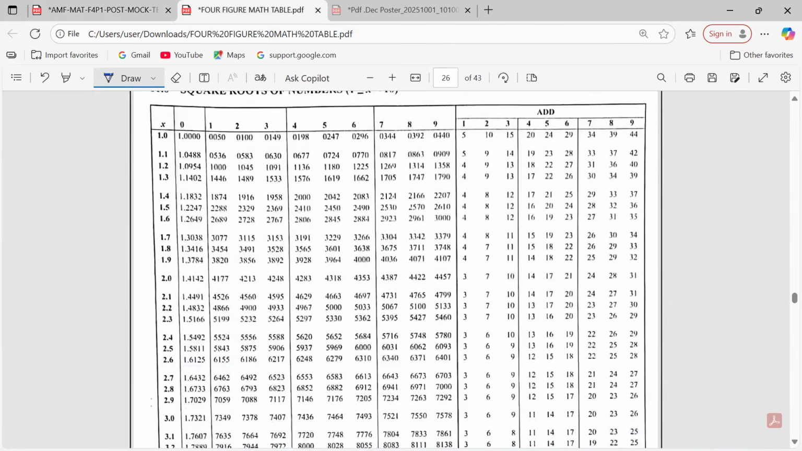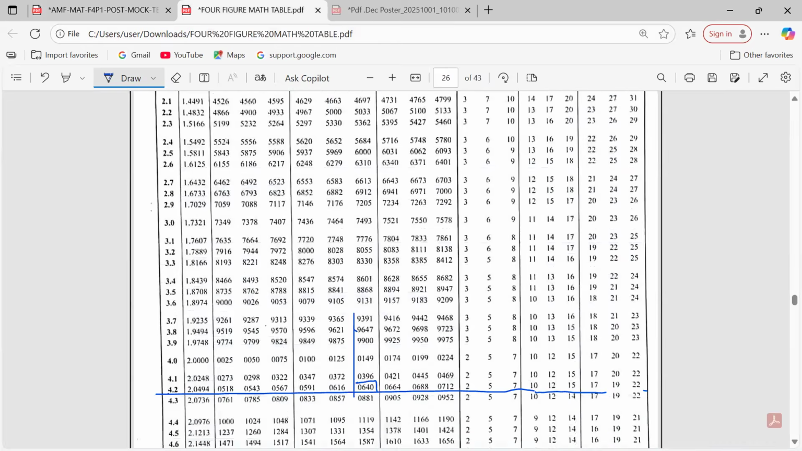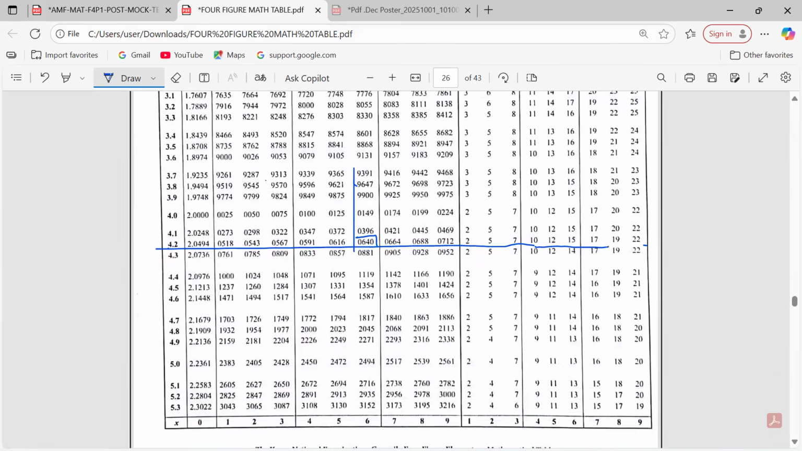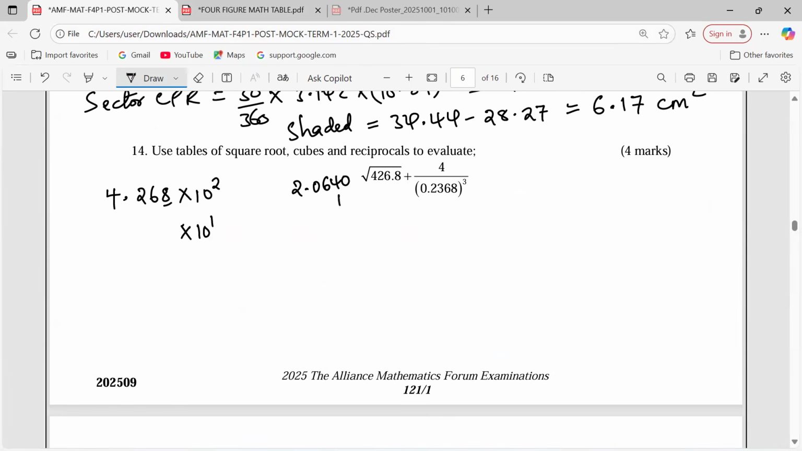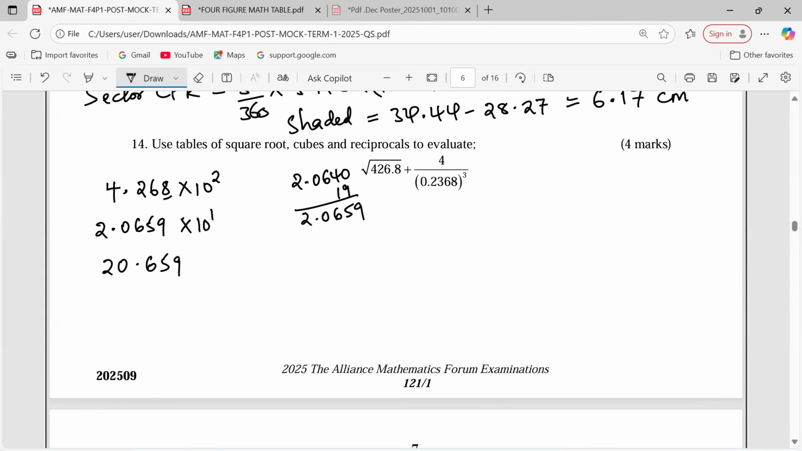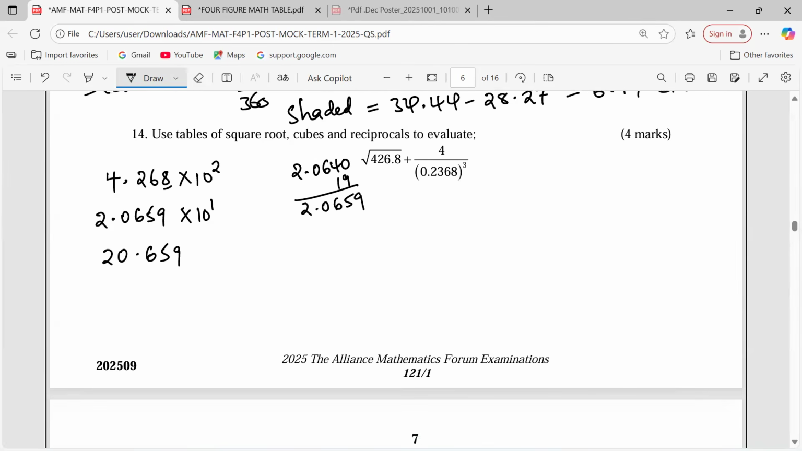Then because of 8, we have to proceed and check the differences. Where there is 8, we add. So the column with 8 now will give a 19 at that point. So we add 19 there. We'll have 2.0659, which is 20.659. We are done with the square root part.